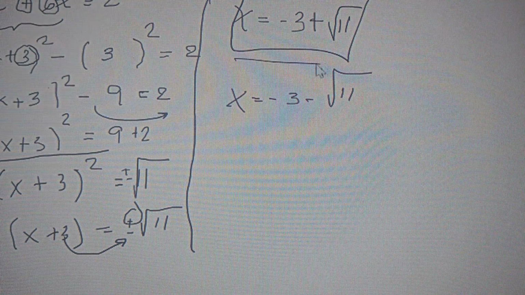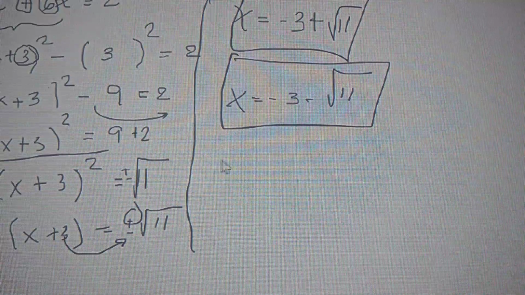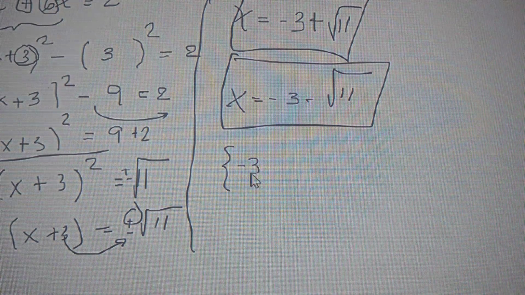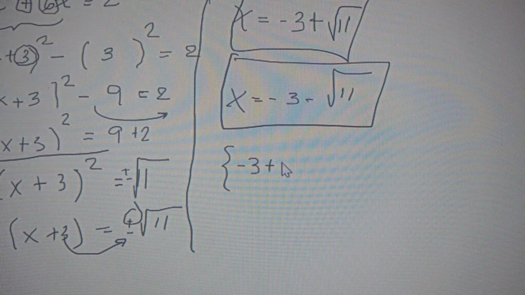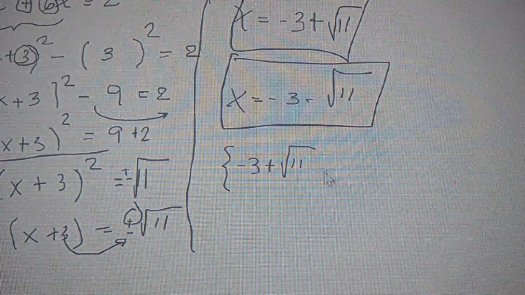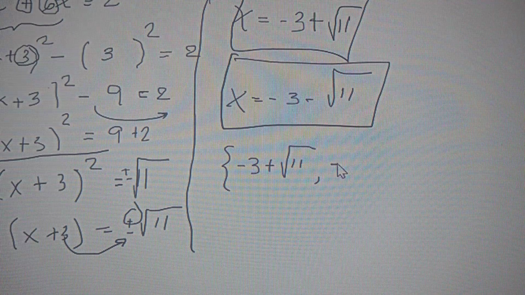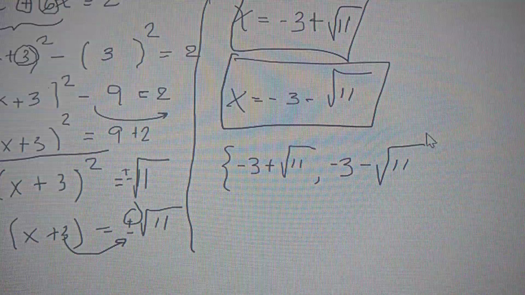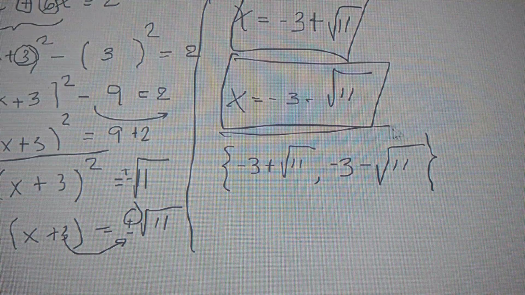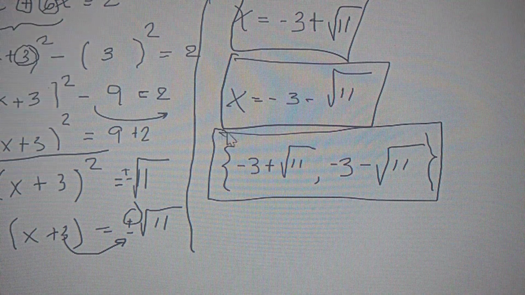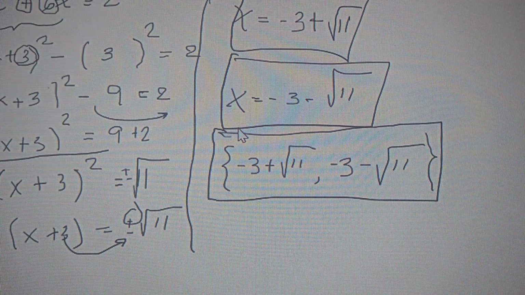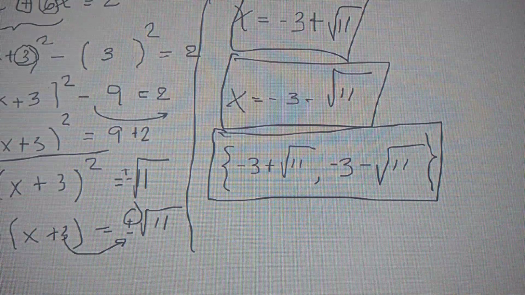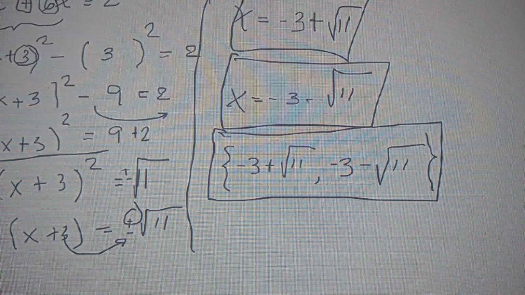So what's the solution set for this quadratic equation? It is simply minus 3 plus the square root of 11, comma, and minus 3 minus the square root of 11. And that's the solution set for the second problem using completing the square. Alright, let's go to the last problem. And that is, let's take a look.